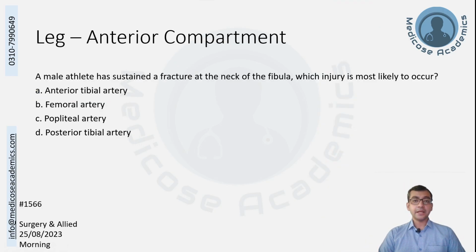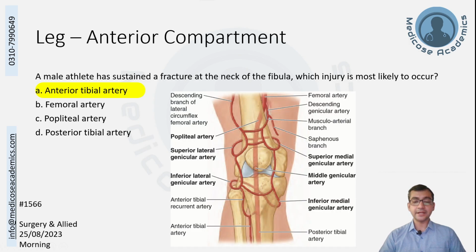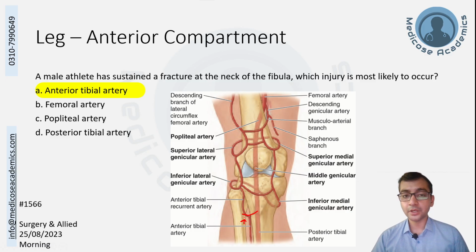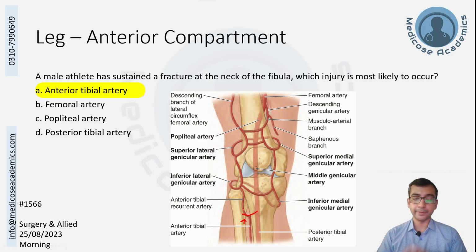A male athlete has sustained a fracture of the neck of the fibula. Which injury is most likely to occur? The artery most commonly injured in such a case is the anterior tibial artery, as it moves from the popliteal fossa anteriorly between the tibia and fibula, and here it runs near the neck of the fibula, leading to a break of the artery.